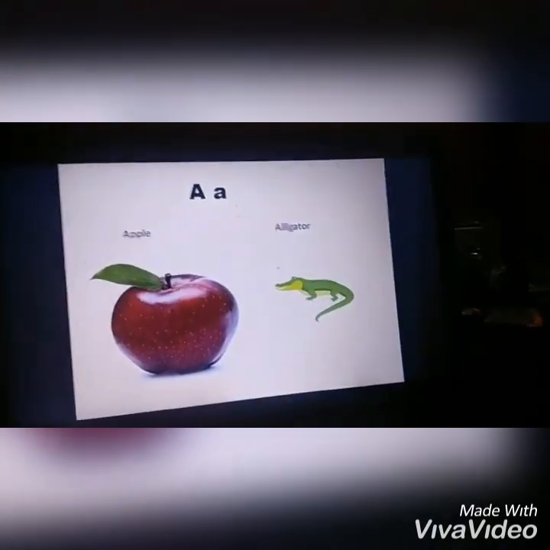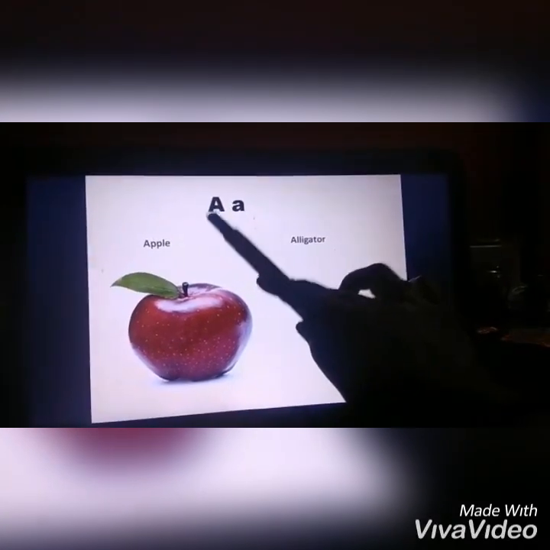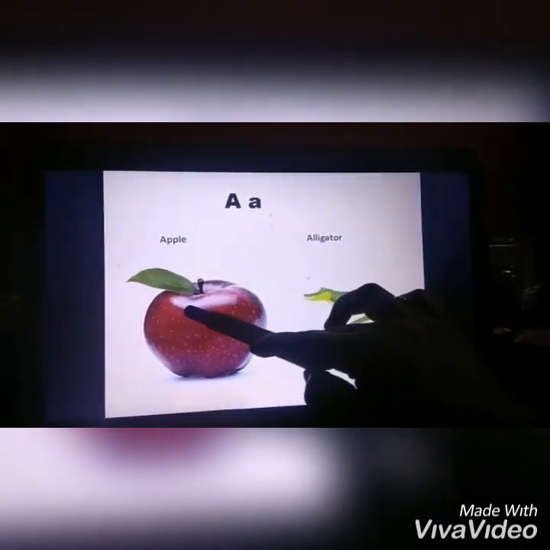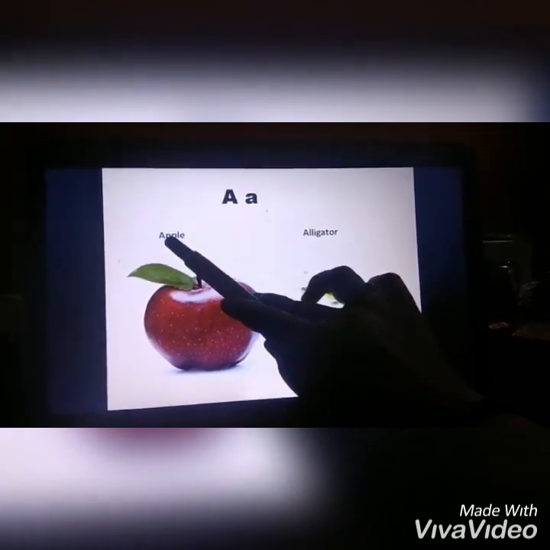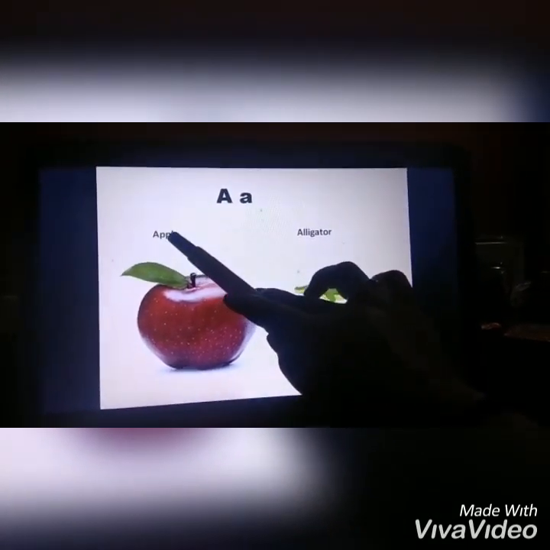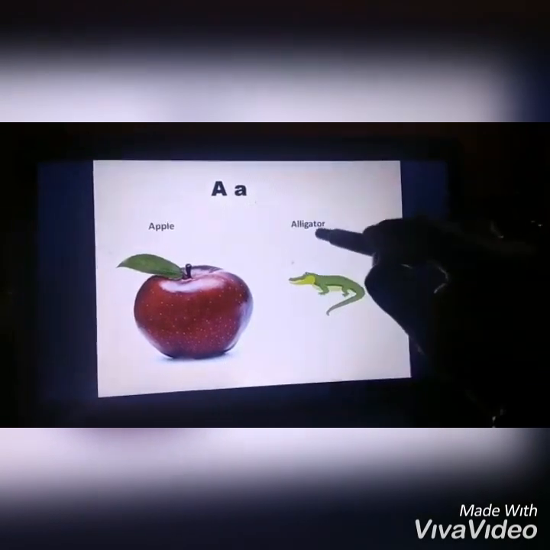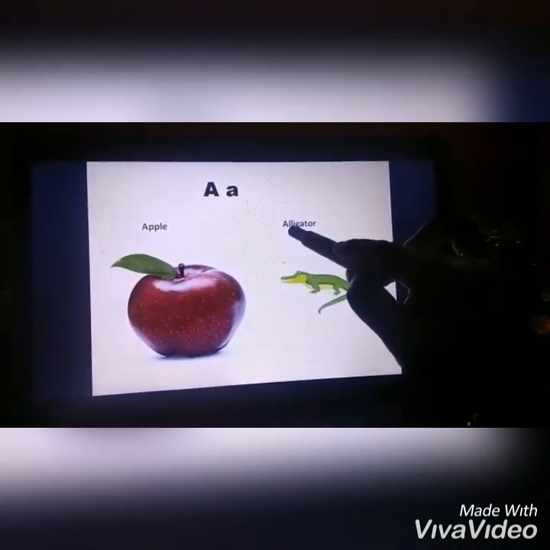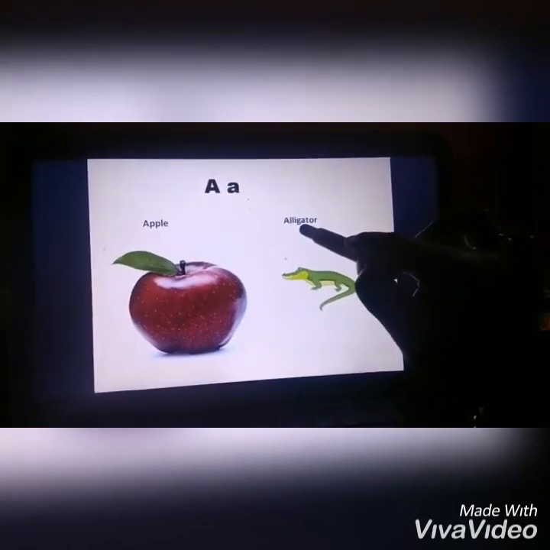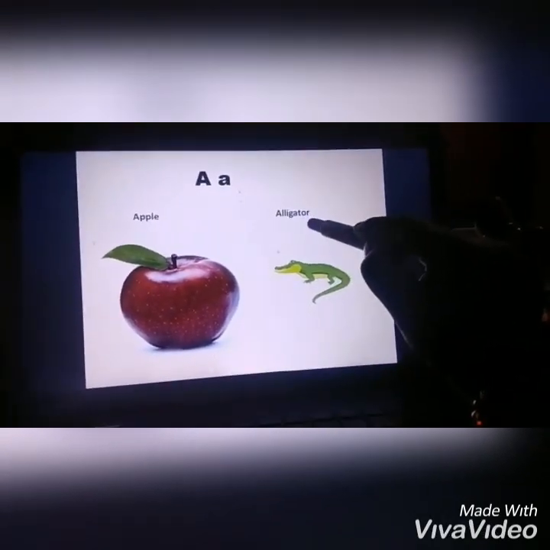Next, I have some examples. Letter A, apple. The spelling of apple, A, P, P, L, E. And A, alligator. The spelling, A, L, L, I, G, A, T, O, R.